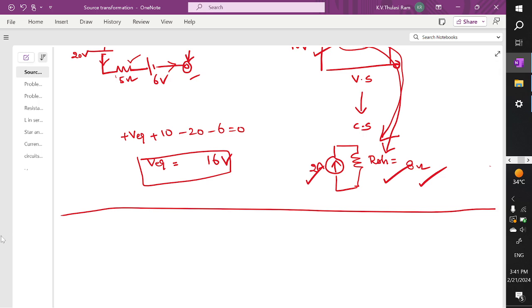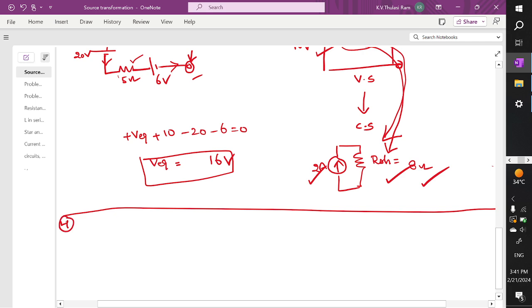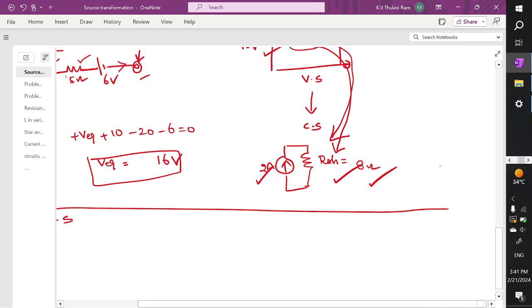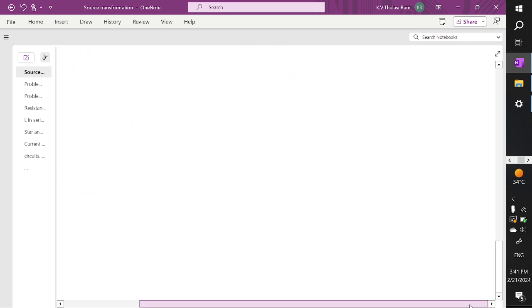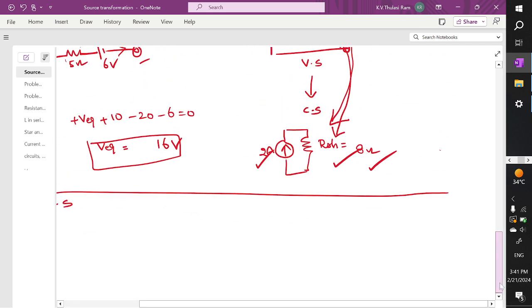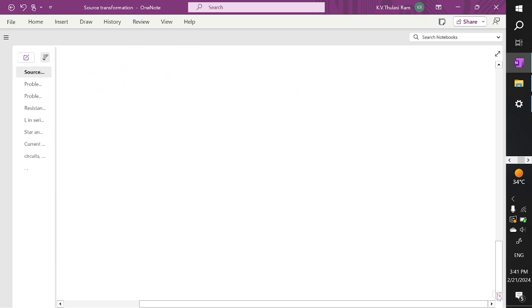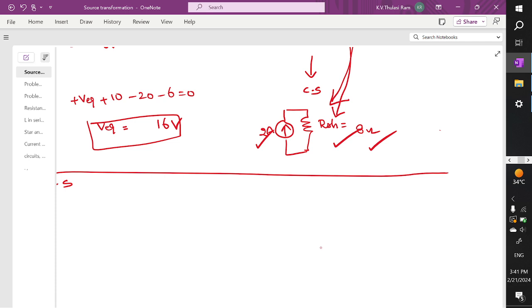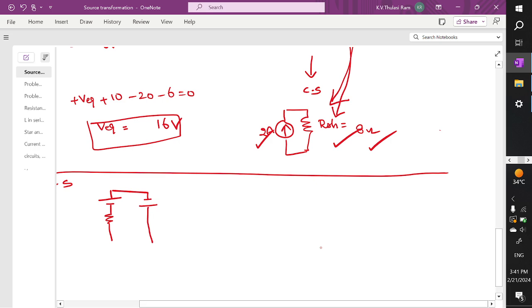Let's try to solve one more problem. Problem number 4. Obtain the single current source for the network shown below. So a network is given to us like this, shown below. So here a voltage source is given and a resistor is given. And again a source with negative polarities is given like this.